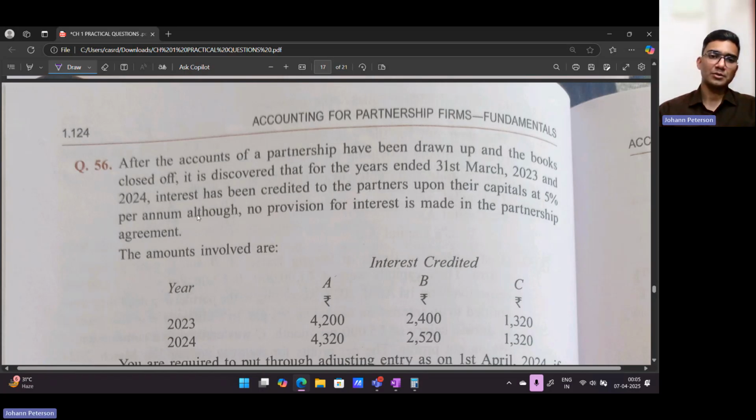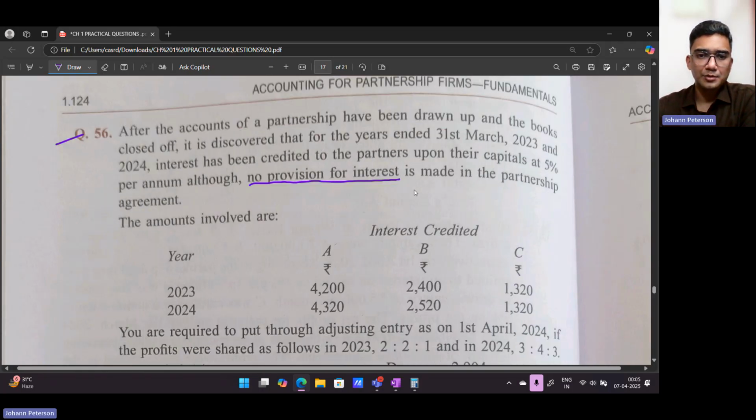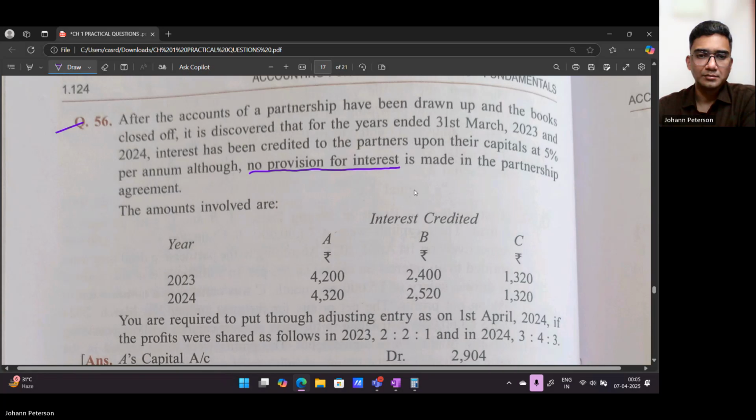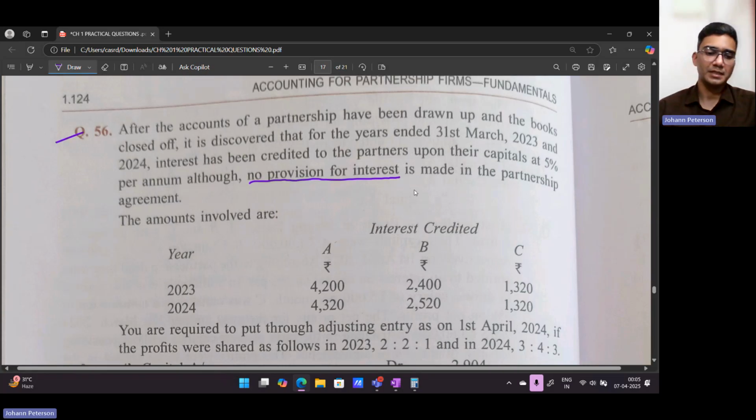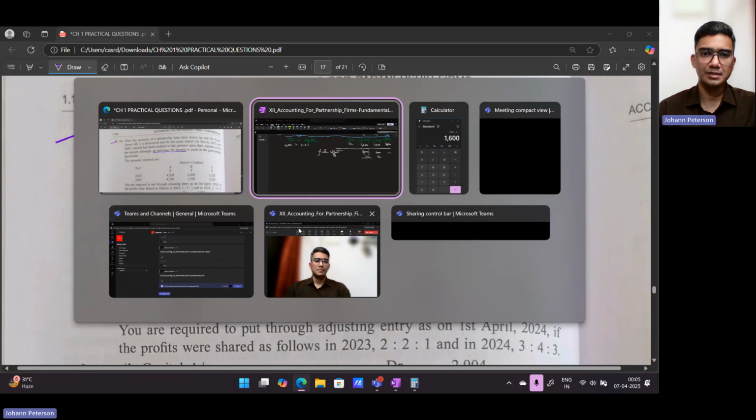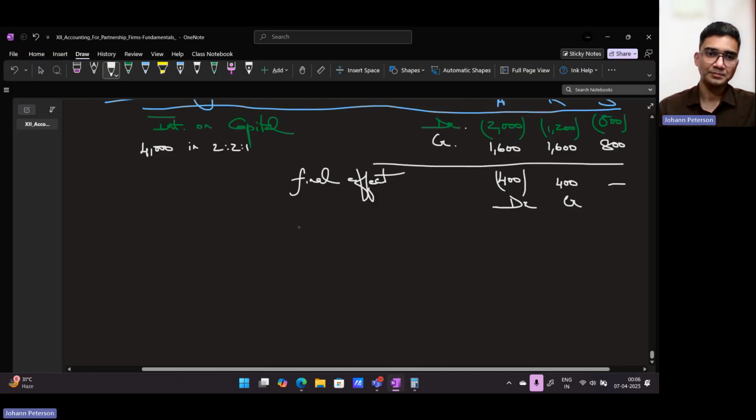So what is being told to us is interest on capital for 2 years has been provided to us. And we've been told that there was no provision for the interest in the partnership agreement. Okay. So what do we have to do in such a case? Just make the adjustment table and we'll work it out. So let's try it. Illustration 56.